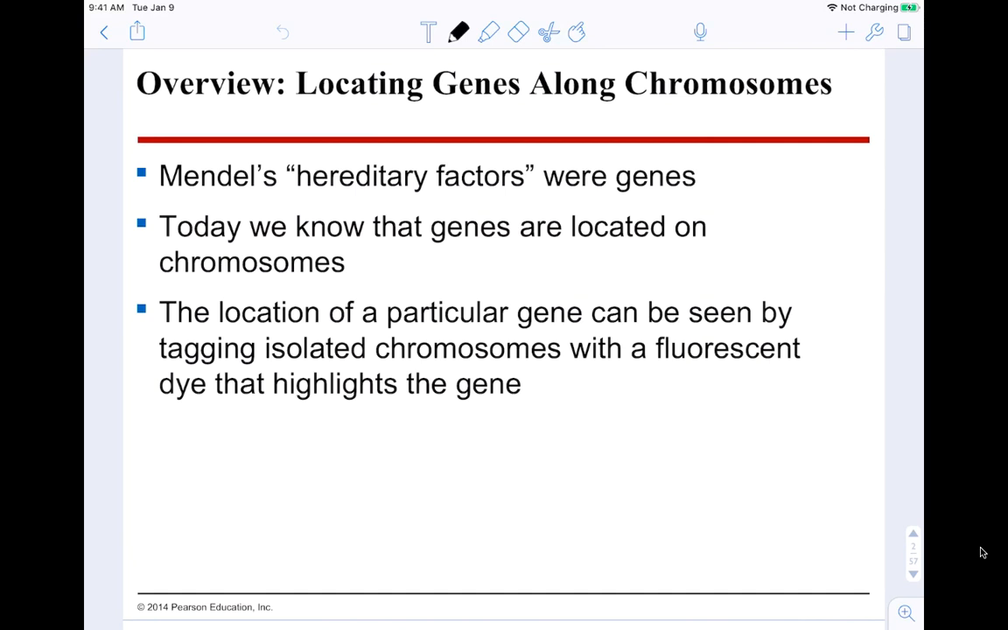The location of a particular gene can be seen by tagging isolated chromosomes with a fluorescent dye that highlights the gene. You know that I'm not very good at drawing, but you can tag different genes to glow different colors on chromosomes to view under fluorescence. So that's one way that we can track: is this gene on this chromosome? If yes, where is it?